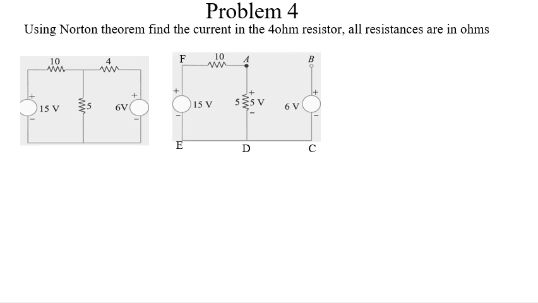Okay, so let us solve it together now. They say we should find the current in the 4 ohm resistor using Norton's theorem. So Norton's theorem says we should remove it and replace it with the Norton's current, the short circuit current. So after removing it, I'm now replacing it with IN.